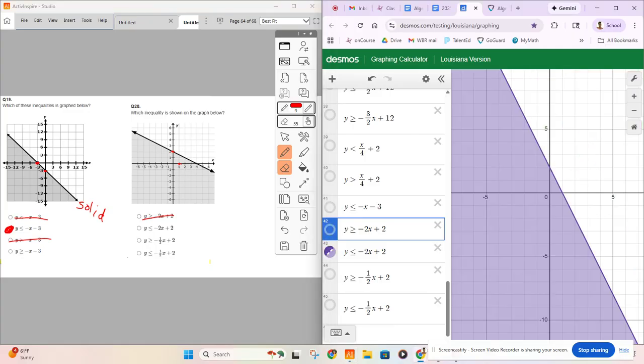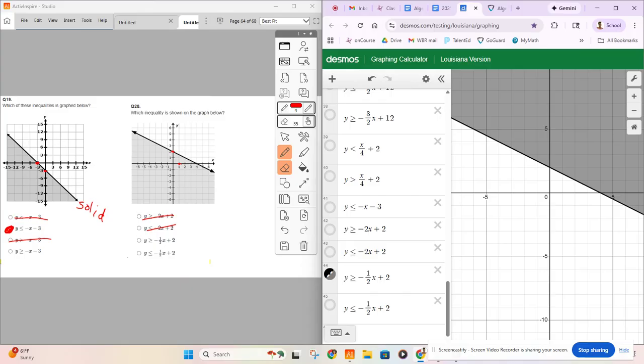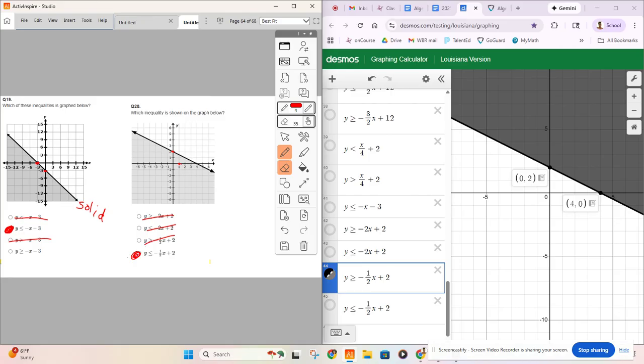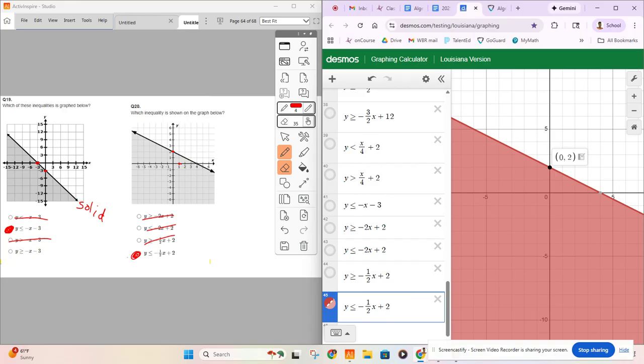This one, same thing, it's going in the wrong place. So now we're going to try the y is greater than or equal to 1/2. I look at which way it's going. It goes through the right points, but my shading is wrong. So let me try my last one right here. And when I type that one in, I see that it goes through the 0, 2. It goes through the 4, 0. So it's going through here and here. And that shading is happening below that solid line. So that is correct.